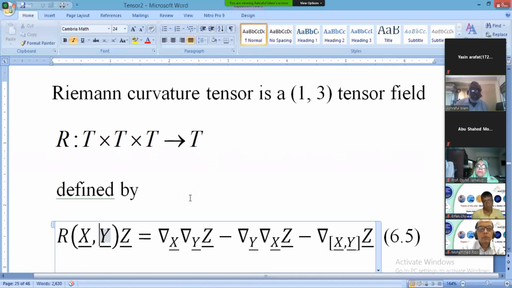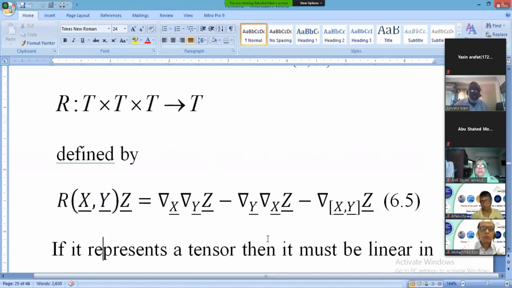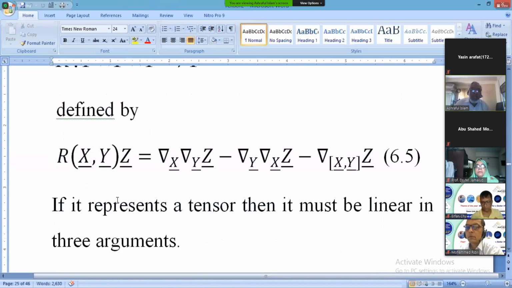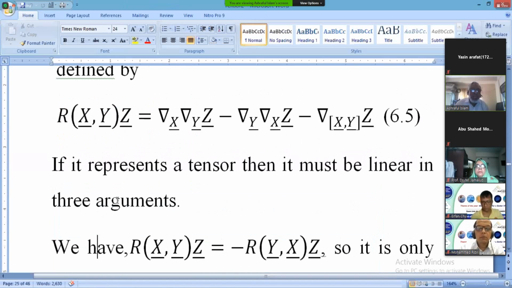It is defined by this one. Now we can show that it is anti-symmetric in x and y. So we can write this, replacing x and y. If it is a tensor, then it must be linear in every slot. Since x and y are related by this relation, we should test the linearity for x and y only.